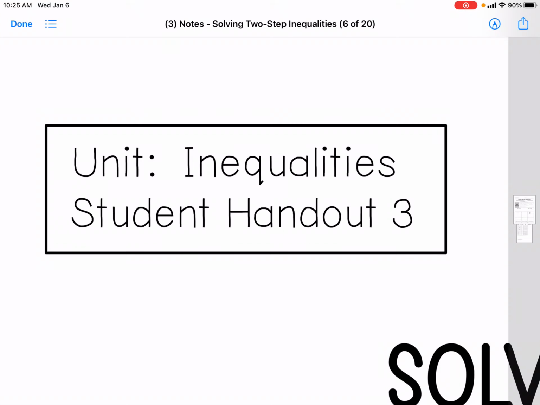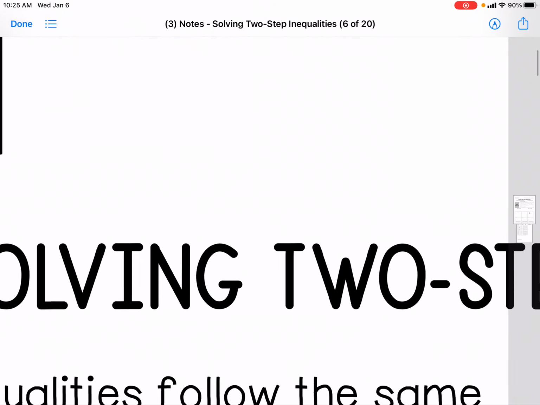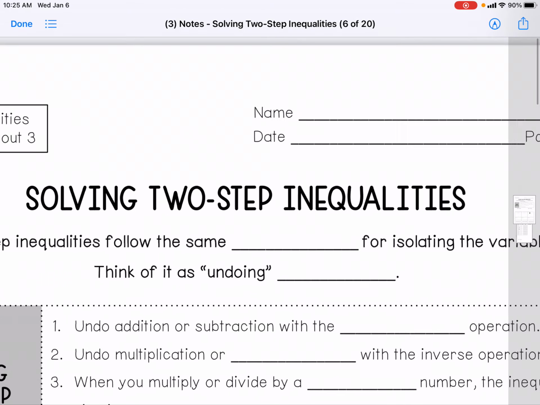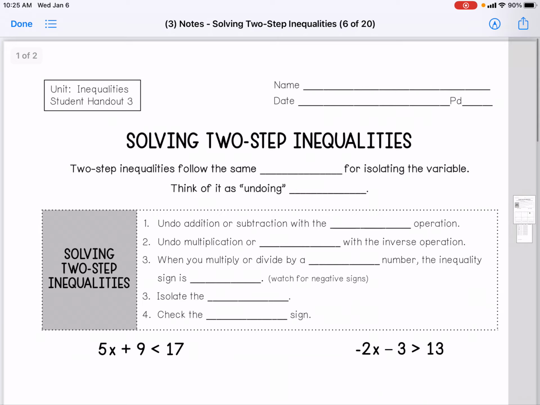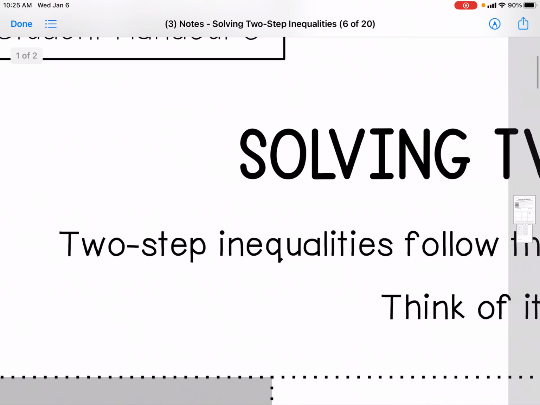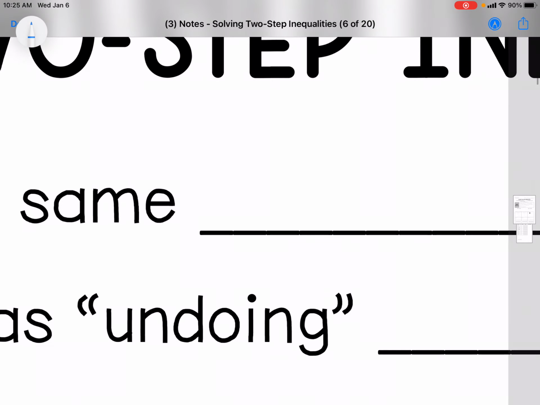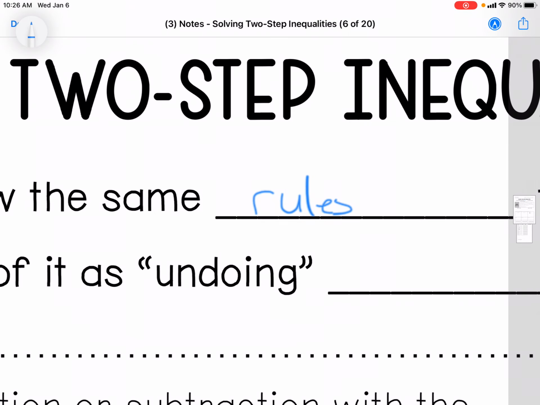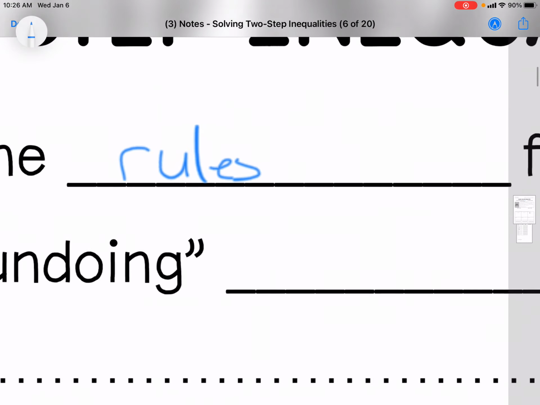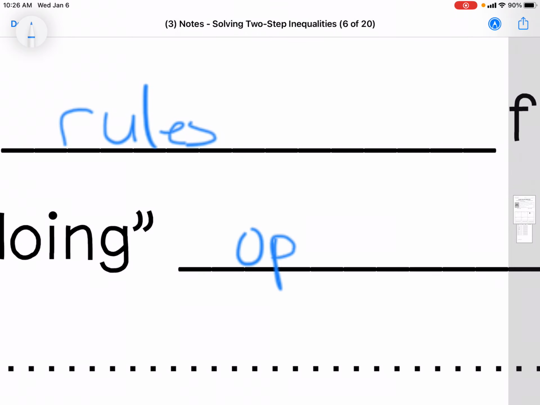Guys, this is unit inequalities, student handout number 3, solving two-step inequalities, and it'll look something like this. All right, let's get started. Two-step inequalities follow the same rules for isolating the variable. Think of it as undoing operations.